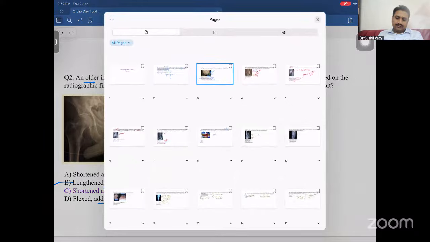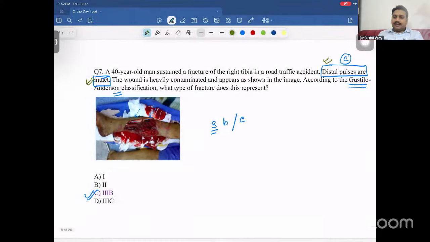Look, the pulses are palpable. If pulse is palpable, it means it is 3B. Bone is exposed and the pulses are palpable. So if the pulses are palpable, then definitely it will not be type 3C.